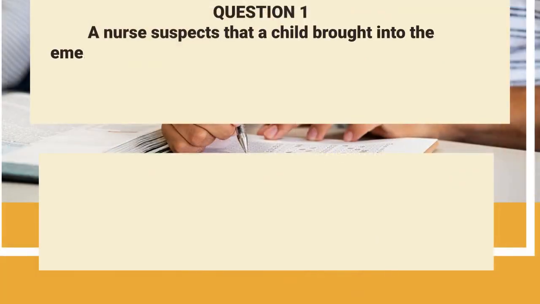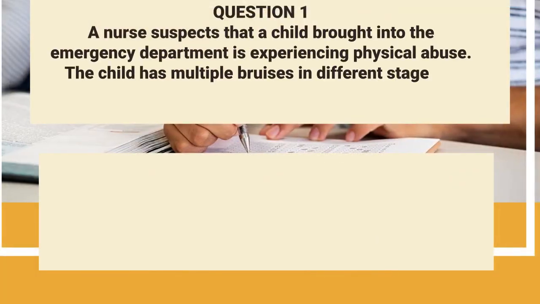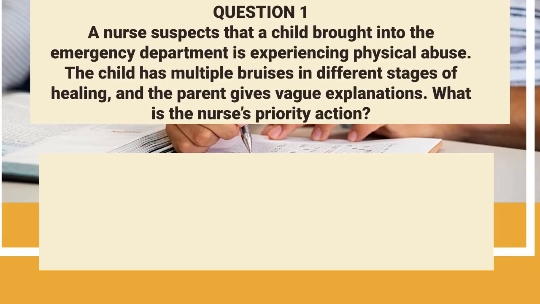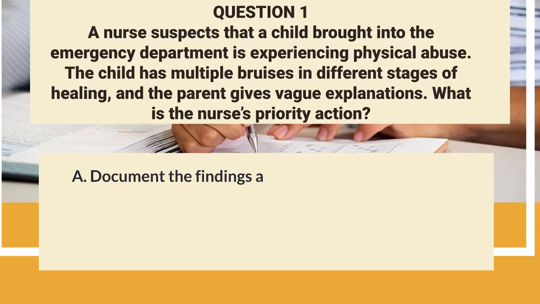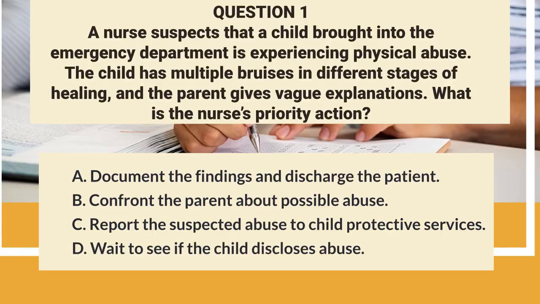A nurse suspects that a child brought into the emergency department is experiencing physical abuse. The child has multiple bruises in different stages of healing, and the parent gives vague explanations. What is the nurse's priority action?